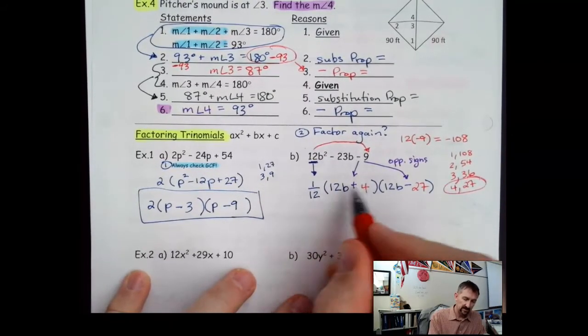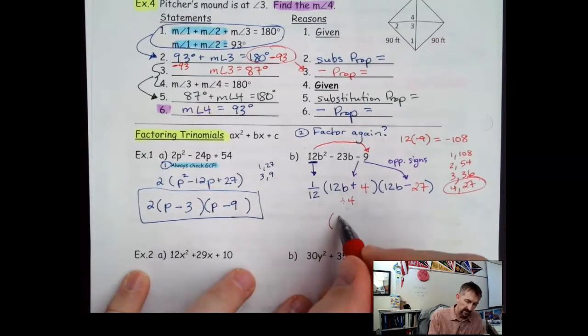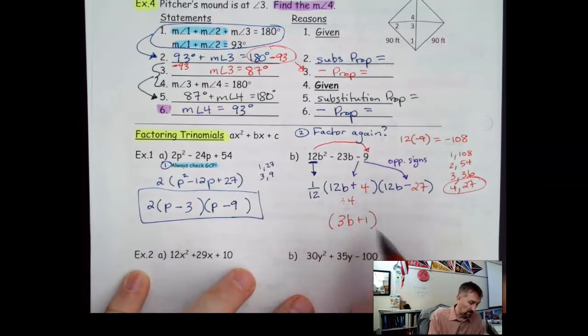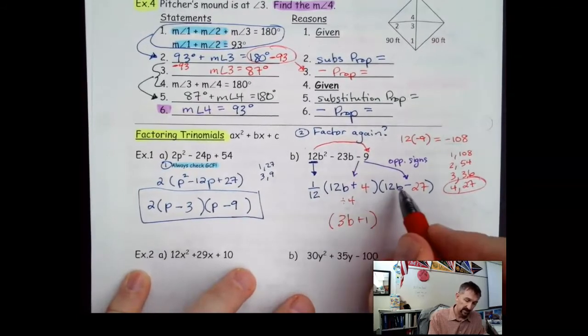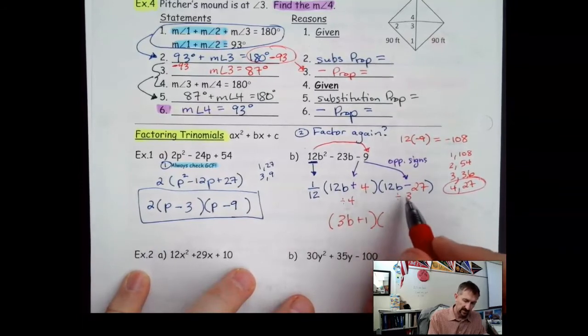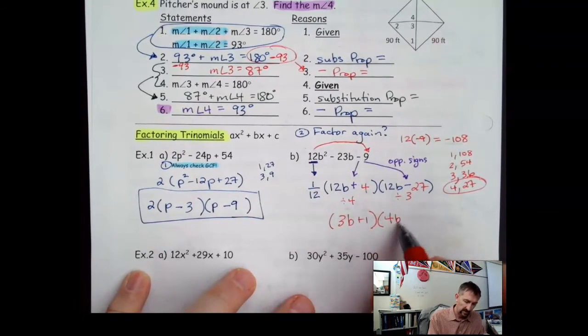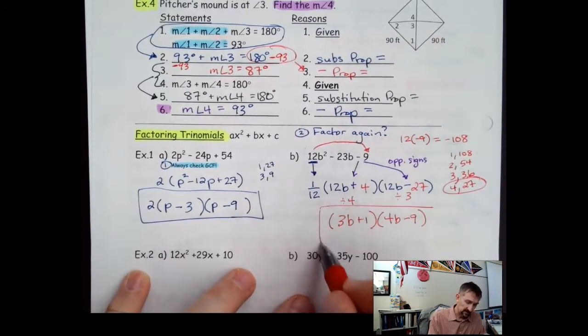So we can divide both of these by 4. Divide those by 4, that's going to be 3b plus 1. And this, we're going to divide both of those by 3. So 12b divided by 3 is 4b, and negative 27 divided by 3 is negative 9. And that's the answer.